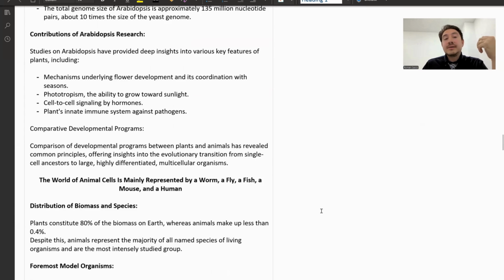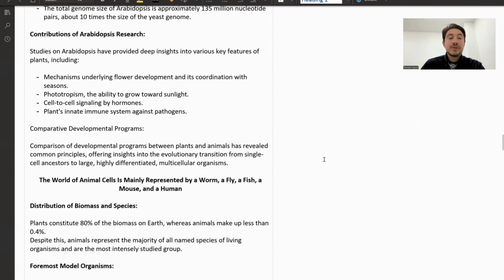Contributions of studying Arabidopsis: some key features of plants include mechanisms underlying flower development, coordination with seasons, phototropism, and the ability to grow towards sunlight, or any stimuli for that matter. Cell-to-cell signaling via hormones. Plants' innate immune system against pathogens. Some quite insightful things in terms of plant research.